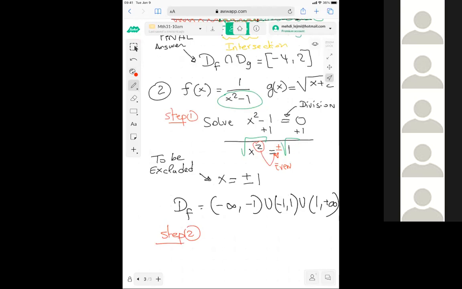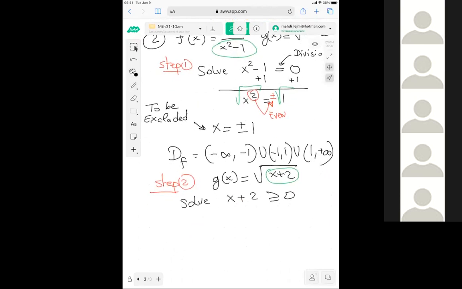In step number two, we have to find the domain of g. g is the square root of x plus two. As I said, if you have a square root, then that will be larger or equal to zero. So we need to solve x plus two larger or equal to zero, because we need x plus two to be positive or zero. If you solve for x, of course, x must be larger or equal to negative two. So then domain of g would be any number larger than negative two, negative two is included. So negative two to positive infinity.